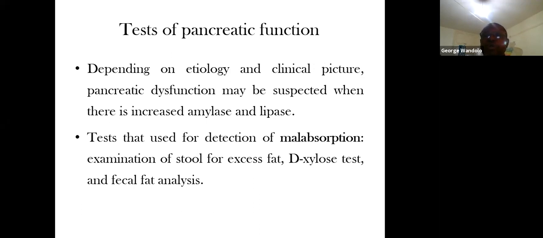Depending on the etiology and clinical picture, pancreatic dysfunction may be suspected when there is increased amylase or lipase. Tests that are used for detection of malabsorption include examination of stool for excess fat, and fecal fat analysis. So pancreatic function is mainly done by assessing amylase and lipase.